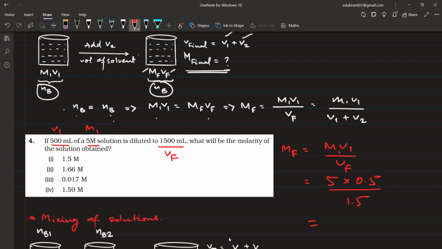This will be equal to how much? Tell me, guys. 5 into 0.5 upon 1.5. What is the answer? ये कितना हो जाएगा? 5 5 25, 2.5 upon 1.5 हो जाएगा ना? तो 25 upon 15 कितना हो गया? 5/3. 5 5 25 है ना? The answer will be 5/3. Yeah, very good, guys. Correct.